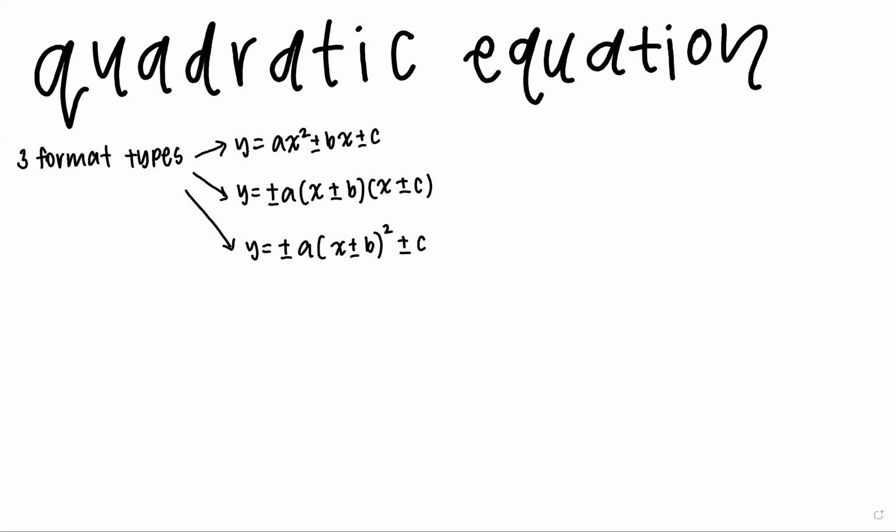Okay, the three format types, right? What are the three format types? So the three format types, the first one is called the expanded form format. Okay, so the expanded format is y is equal to ax squared, it can be plus minus bx, it can be plus minus c.